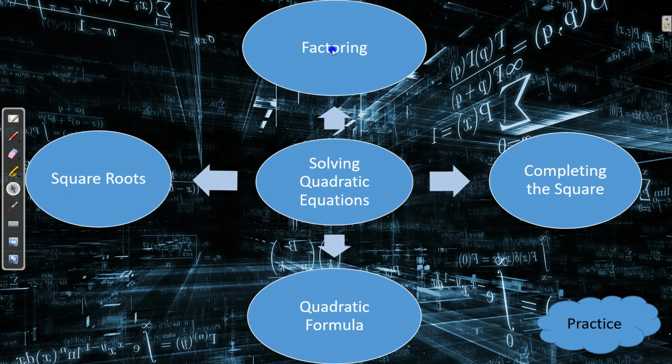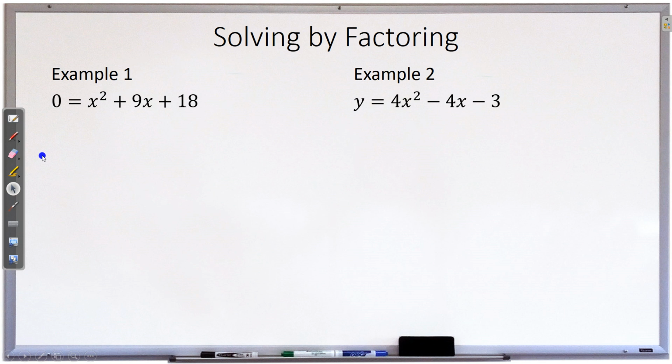How do we solve by factoring? So the first one, real easy. This is the shortest way of factoring. It's the easiest type of problem. You can often recognize it because this number is a 1. And you ask yourself, all right, 1 times 18 is 18.